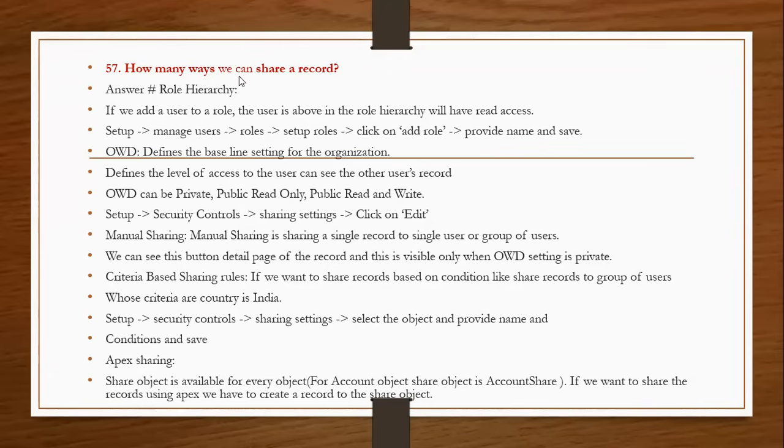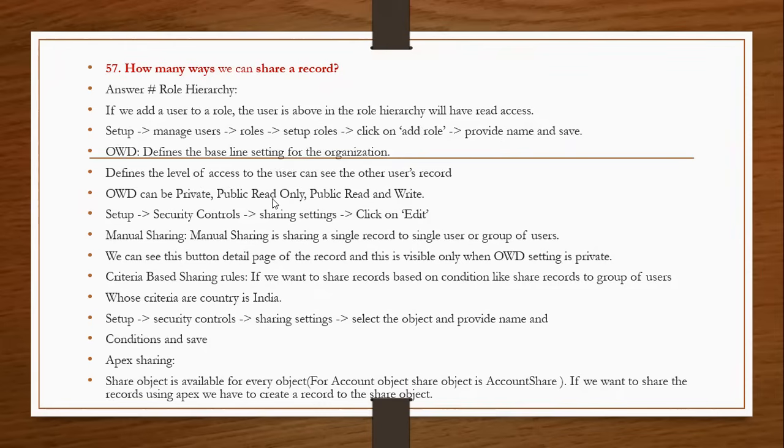How many ways are there to share records? Role hierarchy: if we add users above in the role hierarchy, they will have read access. Setup, Manage Users, Roles, set up the roles. Click on Add Role, provide the name and save. OWD is defined as the baseline setting; organization-wide defaults define the level of access to users, and see that is all the records.